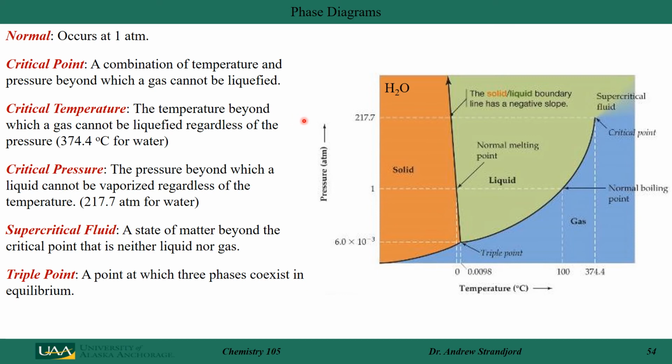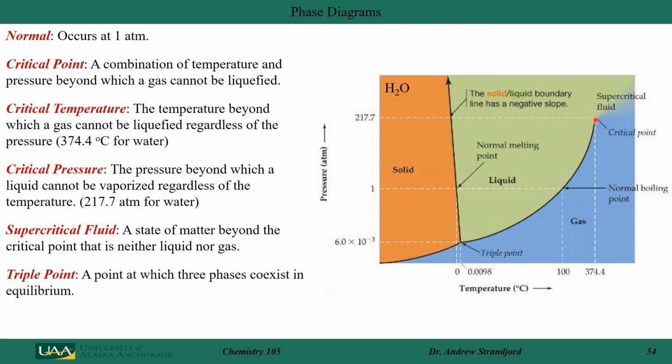The critical temperature. The critical temperature is the temperature beyond which a gas can no longer be liquefied. So if I look at this point right here, if I keep on increasing the temperature, I can no longer create a liquid up here. So the gas can no longer be liquefied. In this case, for this example, it's 374.4 degrees C.